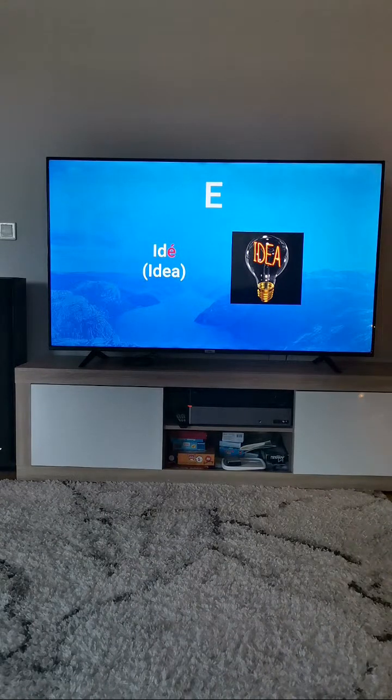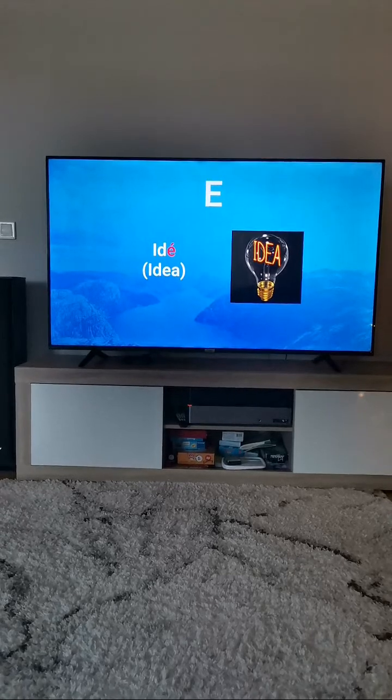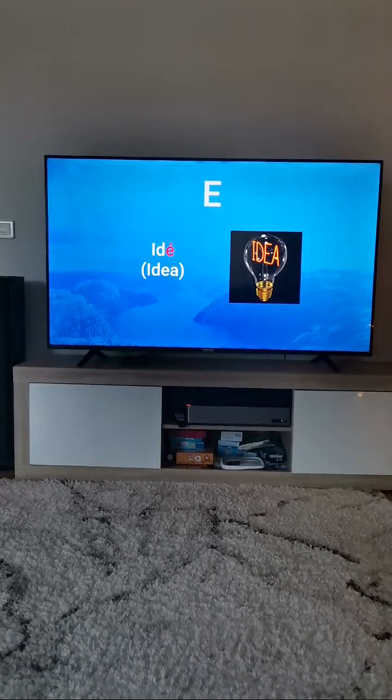Idé, ide. I also want to mention that when it comes to writing Norwegian, the little accent on the top of the E in these particular instances is actually optional. It's not something that you have to do. So luckily for you, you don't really have to worry about this letter.